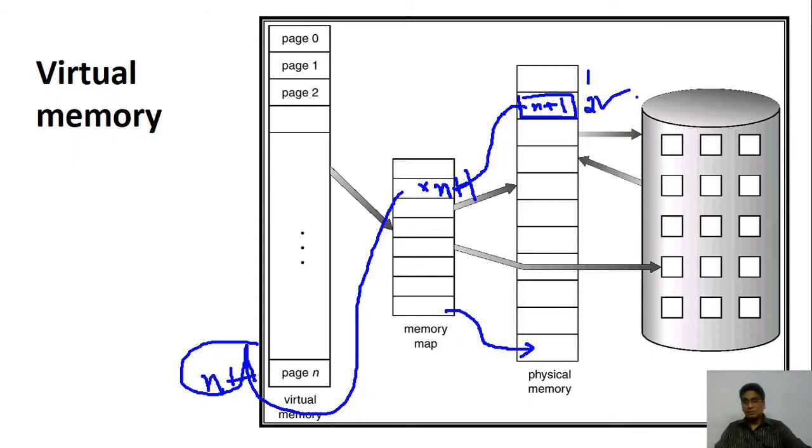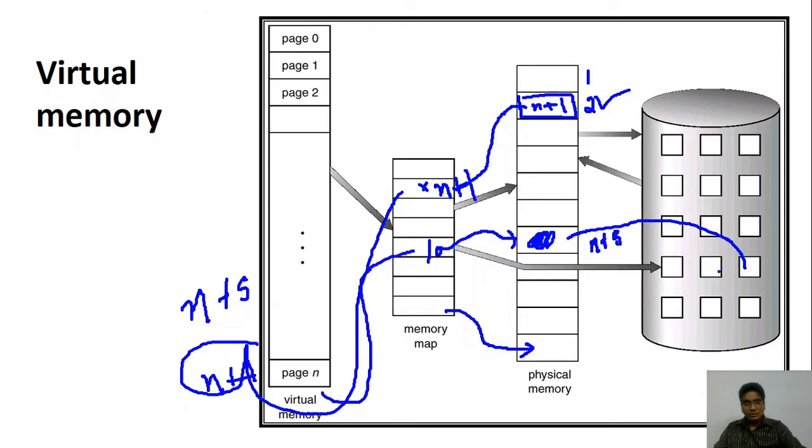If n plus 2 is required, if your code says I want n plus 5, I want the n plus 5 page to be brought in, search any page. If this is free, or if this is not being used, bring that page n plus 5, make an appropriate marking saying that at this particular location, the page number n plus 5 is available. So when your code asks, give me the n plus 5, you say okay, go to this location and then start reading it.